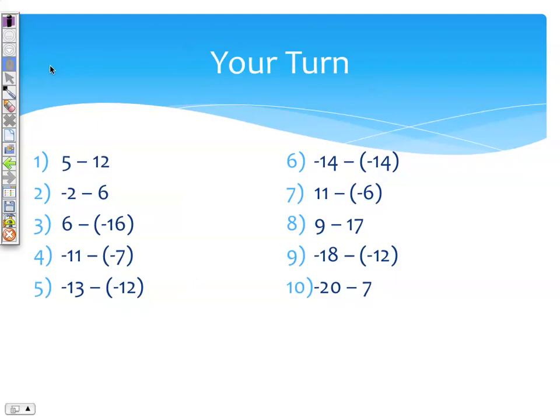Now it's time for you guys to try some subtraction problems. I'm going to open up a blank sheet here and work out 1 through 5 for you. What I'd like for you to do is press pause on your video screen, try 1 through 5 on your notes page, and then check your work. Press play and check your work with me.